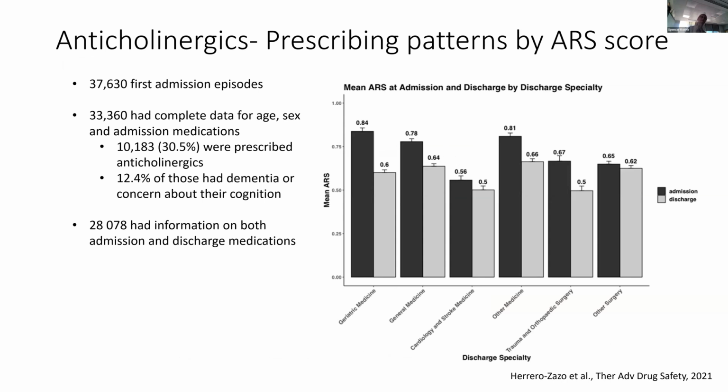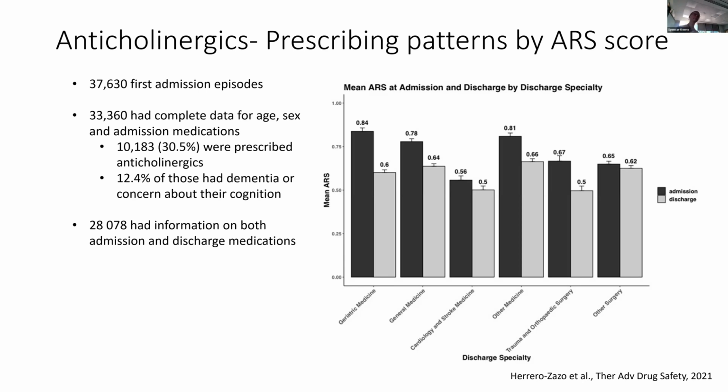And we looked at these admission episodes and saw that around a third of our patients were prescribed drugs with these anticholinergic properties, and 1 in 10 of those who were prescribed them had dementia or cognitive concern. So we get that weird situation where we're often treating people with medications that do the exact opposite, one promoting cholinergic activity, the other being anticholinergic.